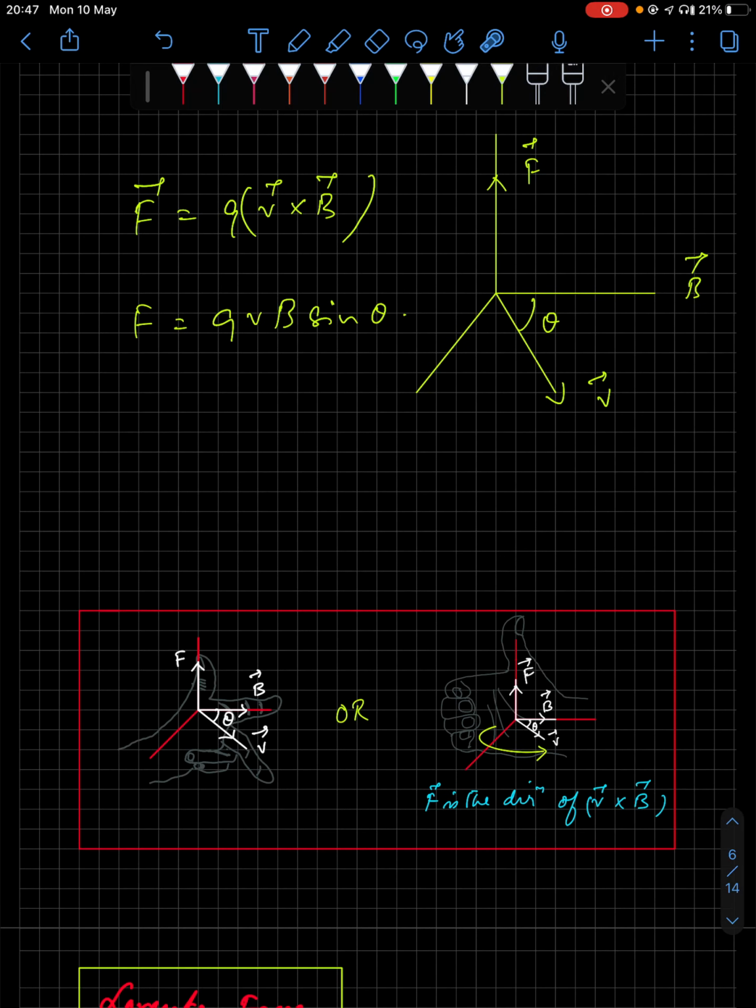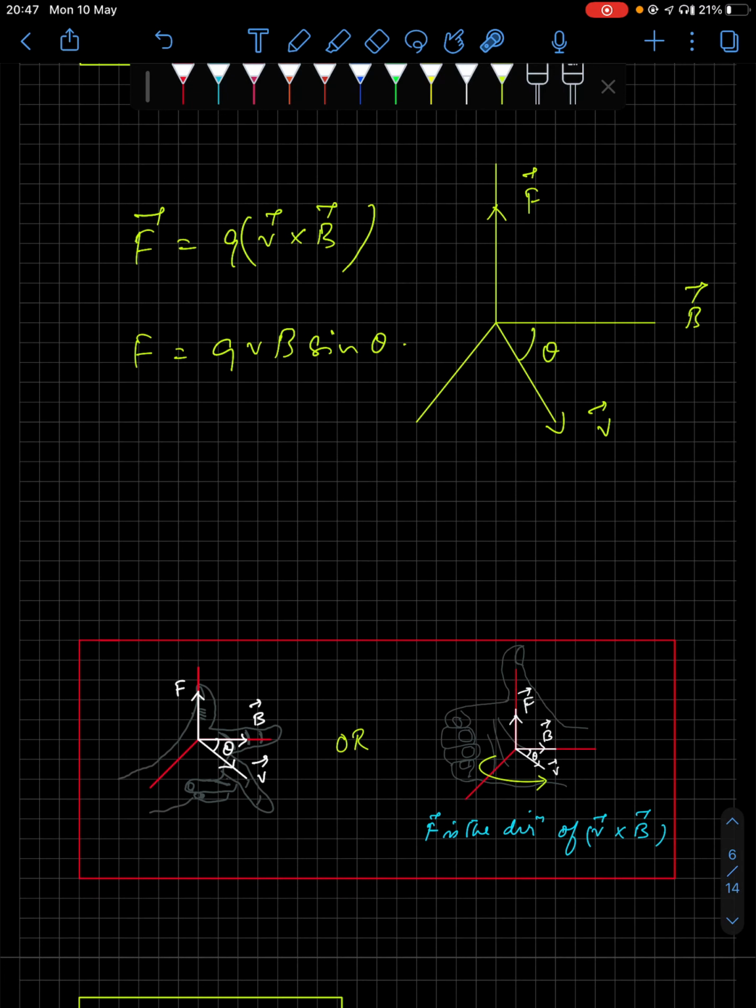Now here we are going from V vector to B vector, not B vector to V vector. You have to note it. When you use the right hand rule, you have to put your right hand in such a manner that you are going from velocity vector to field vector. In such a case, the thumb will show you the direction of the force. Okay, so this is one way of looking at it. F is in the direction of V cross B, the direction of the cross product.